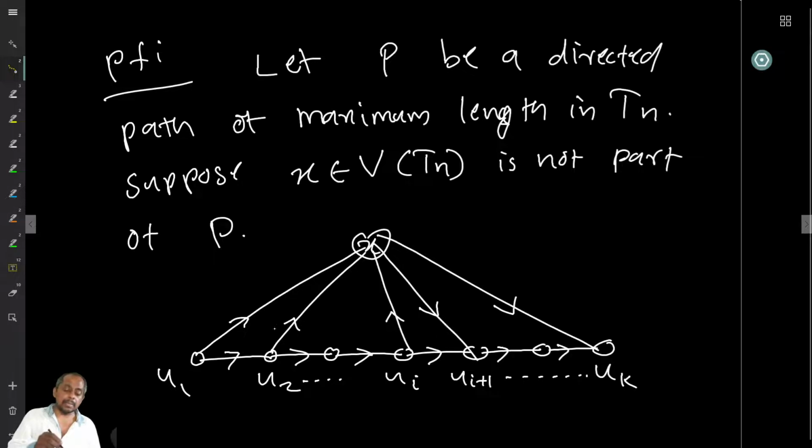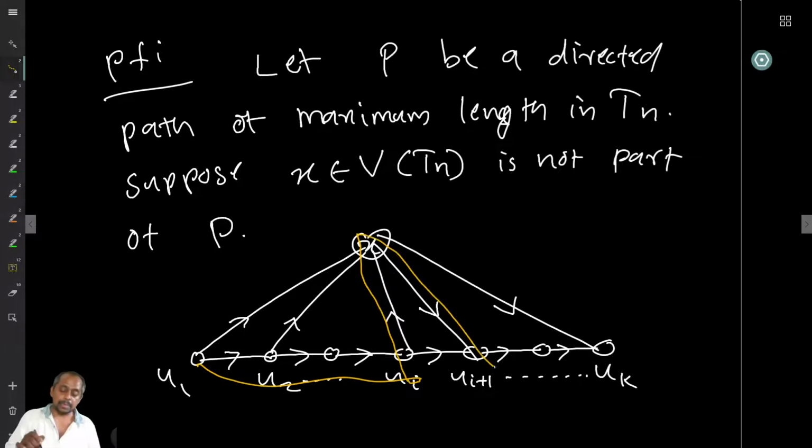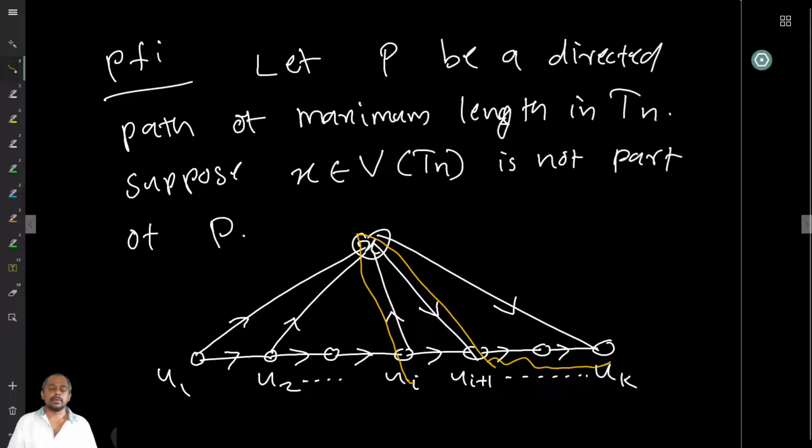So look at the first time the direction changes from going up to going down. It must happen at some point. Let's say that it happens at the place ui to ui plus 1. So at ui the direction is going up, and at ui plus 1 it is coming down. So all I have to do is go from u1 to ui taking the path P, then go from ui to x, then x to ui plus 1, using these two edges. Then from ui plus 1 I continue all the way to uk. So I again get a longer path containing x. So therefore the maximum path must contain x for any vertex. So therefore it is a Hamiltonian path.